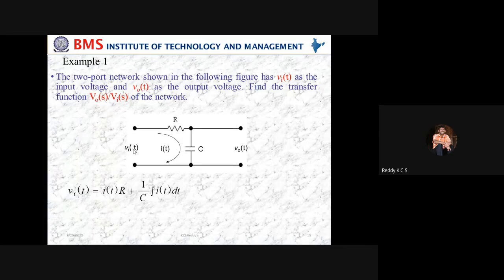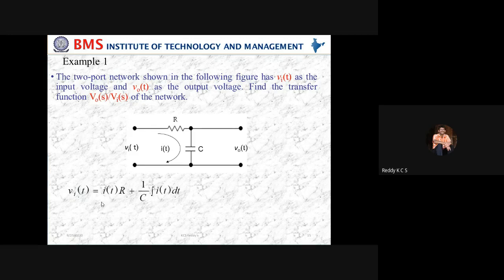In the Laplace transformation, we take the Laplace form of the output and the Laplace form of the input, so that is Vo(s)/Vi(s) that you need to find. For that we need the equations which represent this electrical network, a simple network consisting of a resistor and a capacitor.